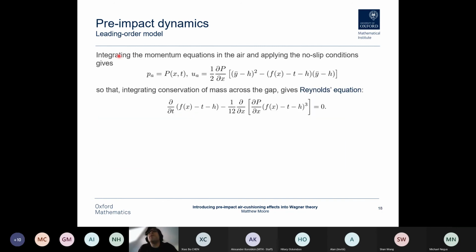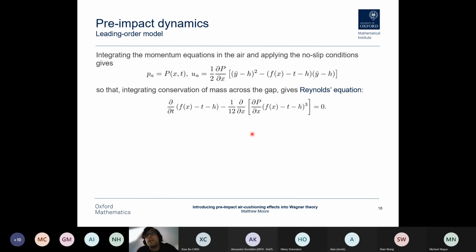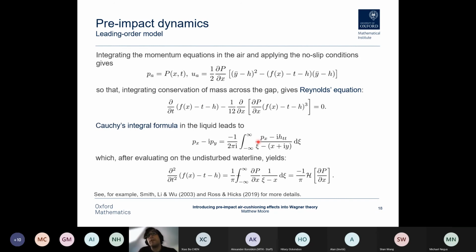So if you go away and do that, you find what you expect in the air. You have a thin air layer where you have the lubrication equation, so you're going to derive Reynolds equation between the pressure gradient and the air gap thickness, which here is given by this. And in the liquid, because you have a half-plane problem with the Laplace equation, you can use Cauchy's formula to derive an expression for the pressure gradient. So it's related to the pressure on the free surface and the free surface acceleration.